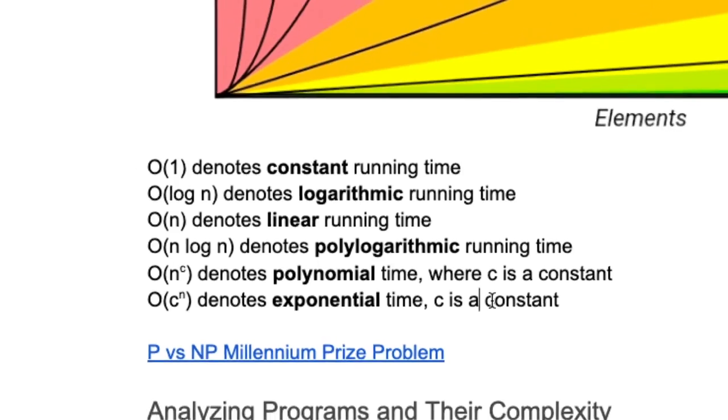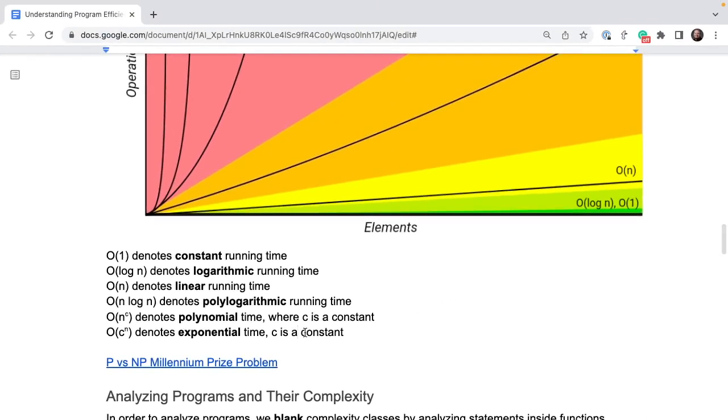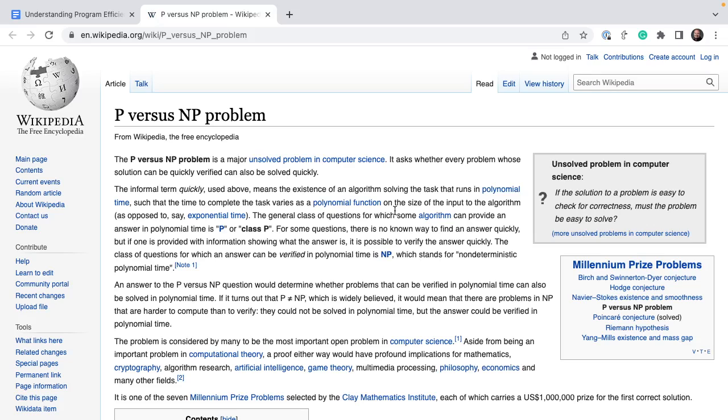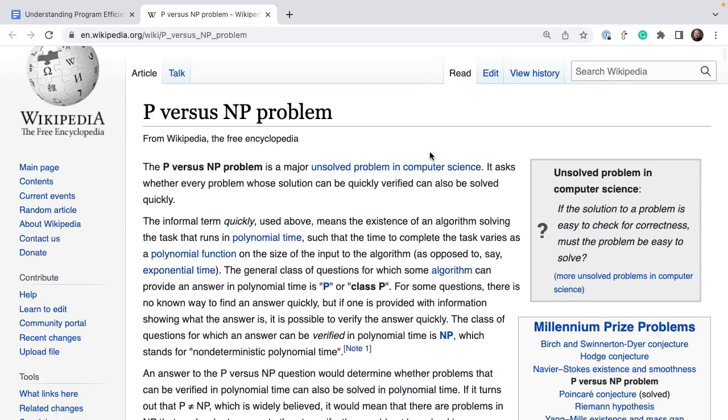And have you guys heard of the Millennium Prize problems? Some of you have heard of it just as you've taken more classes. So one of the Millennium Prize problems is the problem P versus NP. P stands for polynomial and NP stands for non-polynomial. And essentially what this problem is asking is, is there a way to turn a polynomial problem into something that's non-polynomial?